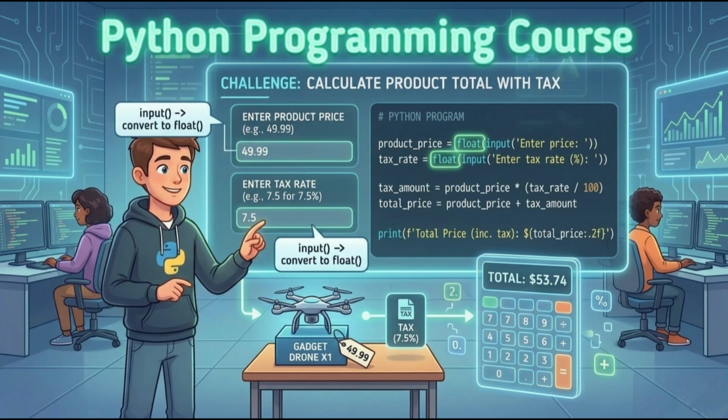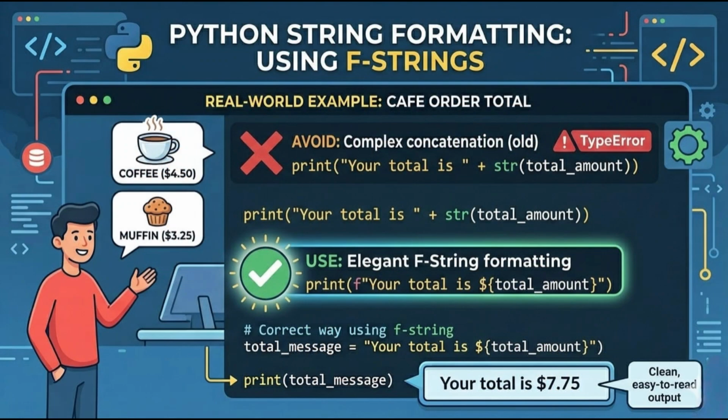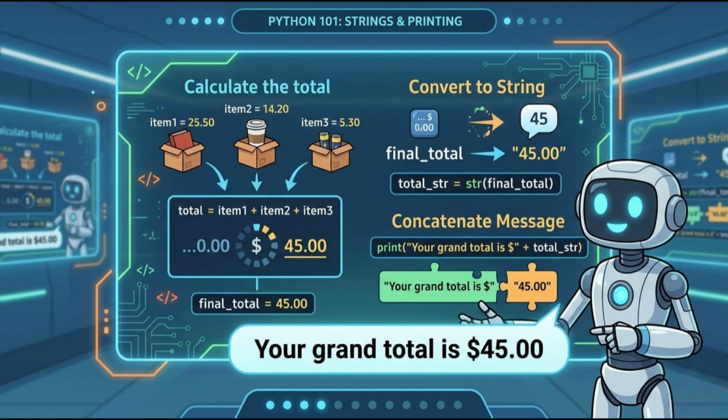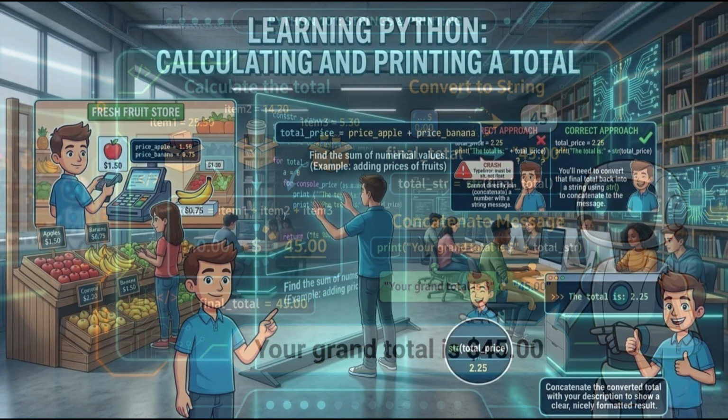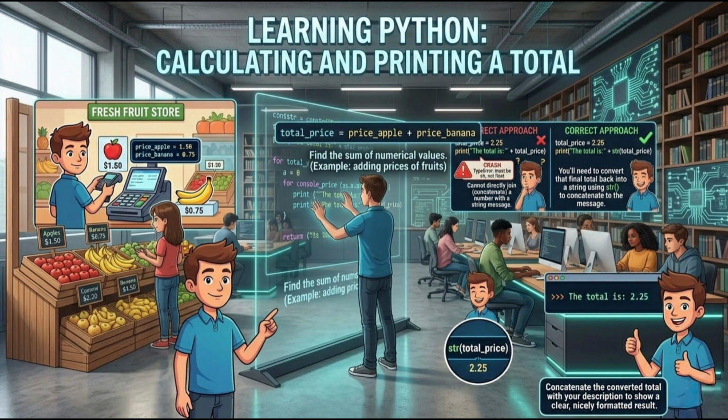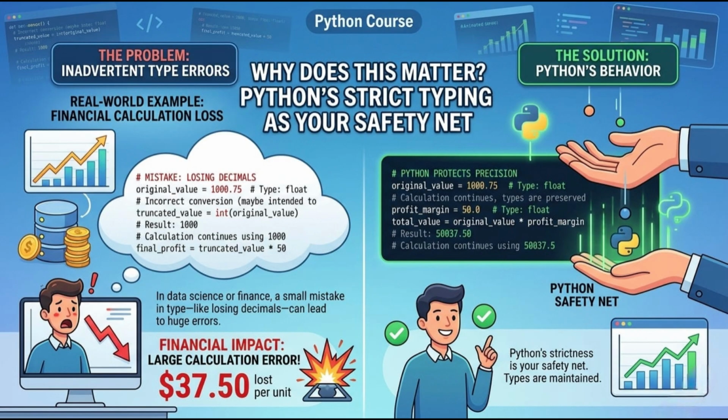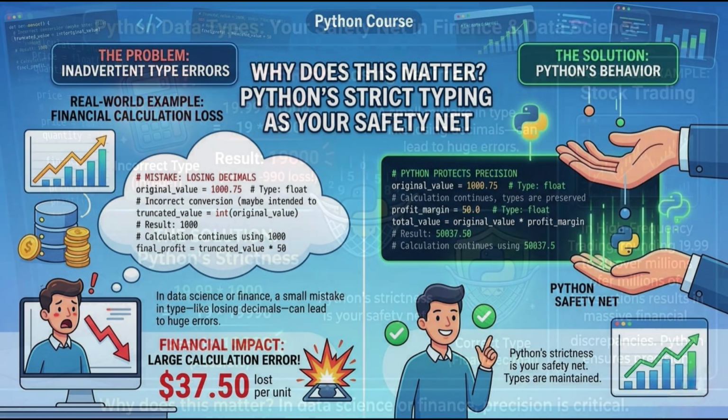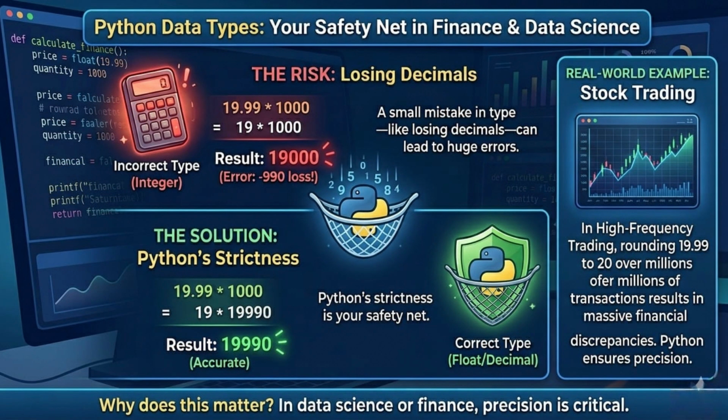Let's try a challenge. Create a program that asks for a product price and a tax rate. Remember, prices and taxes usually have decimals, so use float. Calculate the total and print it. To print it nicely, you'll need to convert that final total back into a string using str to concatenate the message. Why does this matter? In data science or finance, a small mistake in type, like losing decimals, can lead to huge errors. Python's strictness is your safety net.